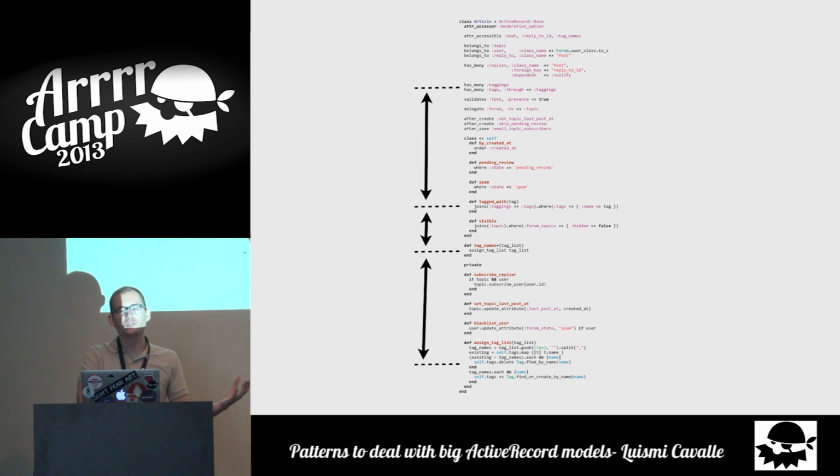We need to jump up and down every time that the tagging functionality changes. And we haven't got a clear view of all the code involved in tagging, and as a consequence, we may end up writing the same code twice. That happened to me. So in practical terms, this is one of the main issues of big models.